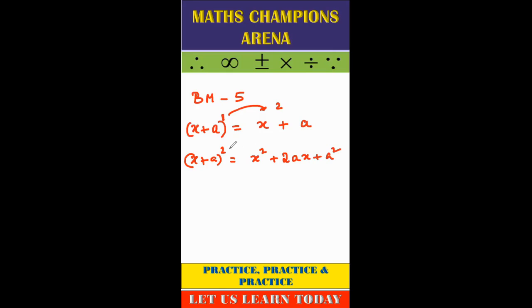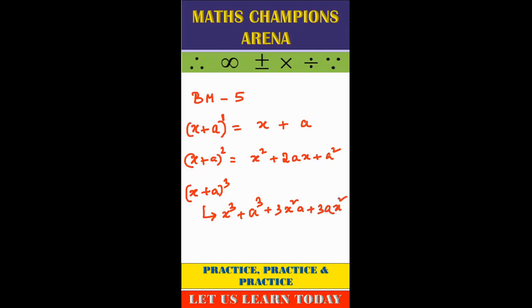The power is 2, but the number of terms is 3. Look at this. Number of terms are how many? 3. So the power and the number of terms, those are very important to understand. Now you write x plus a power 3. So how many terms if I expand this? x cube plus, as we write, x cube plus a cube plus 3x square a plus 3ax square.